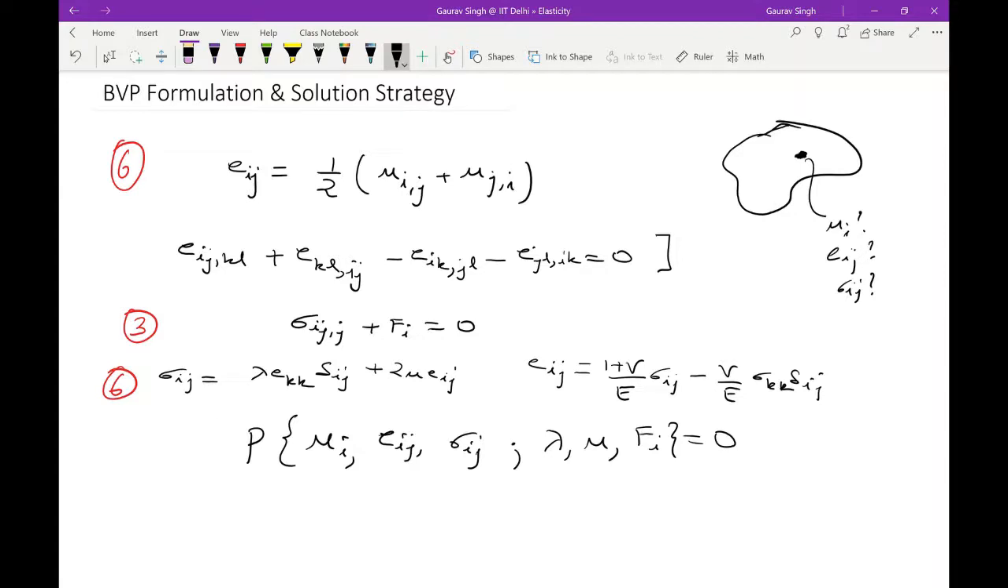Now, how many unknowns do you have? Let's see. You have three displacements, then six strains, and then six sigma_ij's, which are the stresses. So you have 15 unknowns.